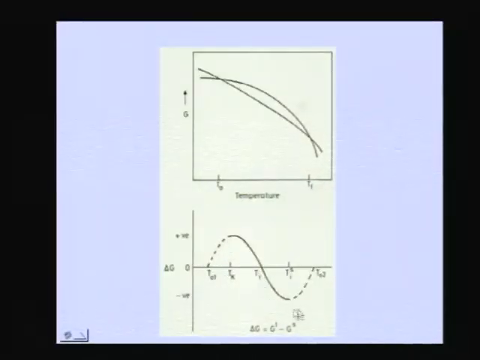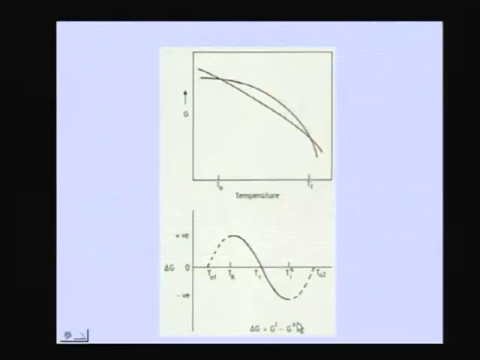Similarly, if you are on the other side, above the melting point, if at all you can heat a crystal above the melting point, keep on heating the crystal above the melting point, the free energy of the crystal will be higher than that of the liquid above the melting point, and as a result the delta G will be negative, because we are showing delta G as GL minus GS. You can see here, because it is GL minus GS, GL is smaller than GS above the melting point.